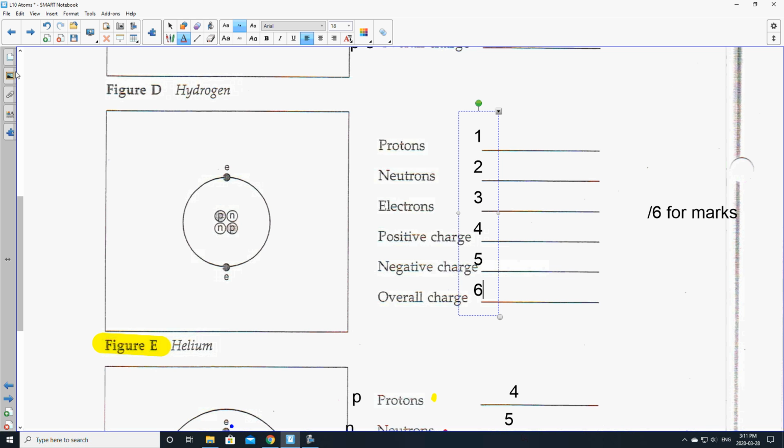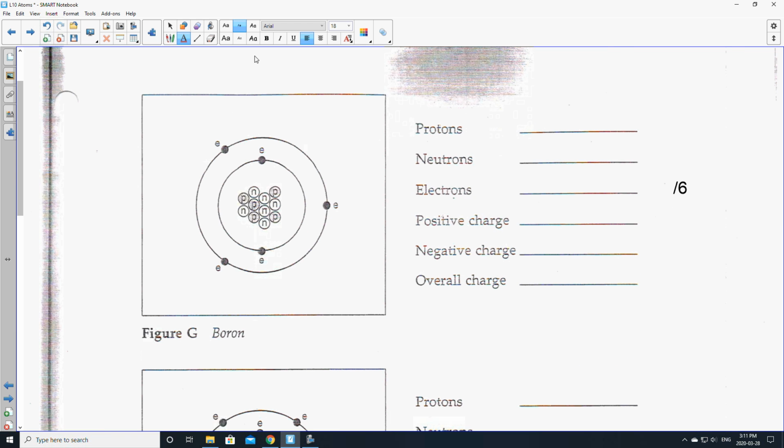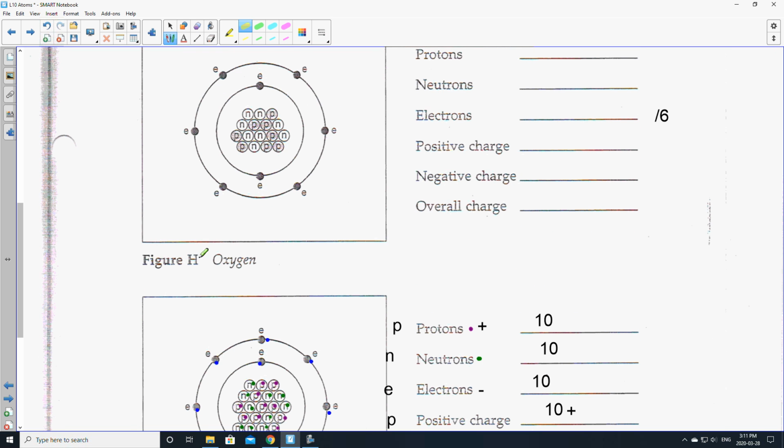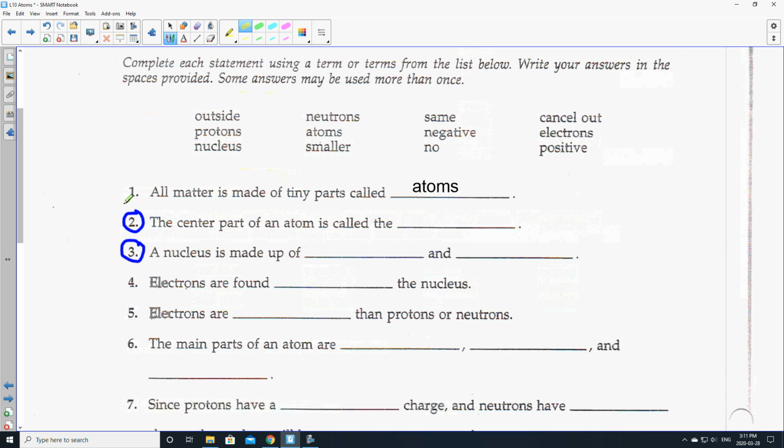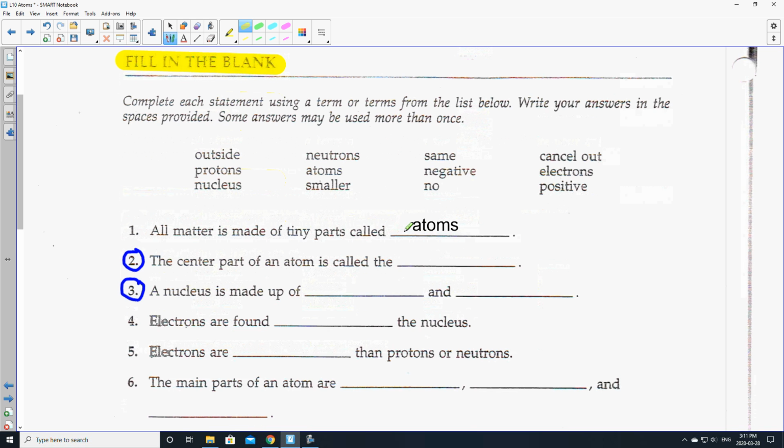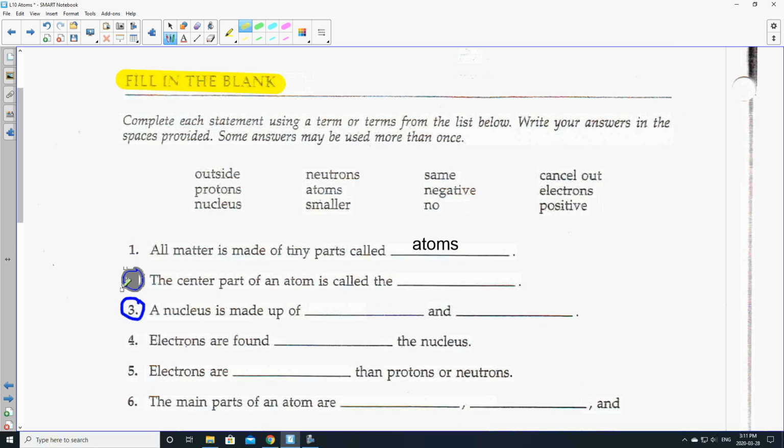Similarly for the other questions, you can put down figure G 1, 2, 3, 4, 5, 6, figure H 1, 2, 3, 4, 5, 6. Then over here for these ones, please write down fill in the blank and then just put down the number that I circle. So number 2, whatever your answer is, write fill in the blank, then number 2, and then write the answer. You don't need to write down the whole line, just the blank part. Whatever I'm highlighting, that's what I want you to write down on your paper.